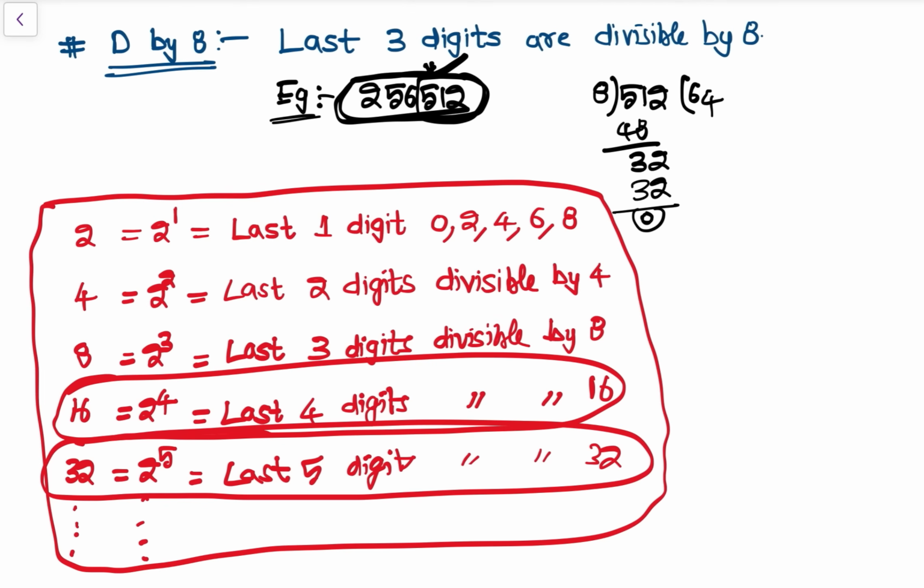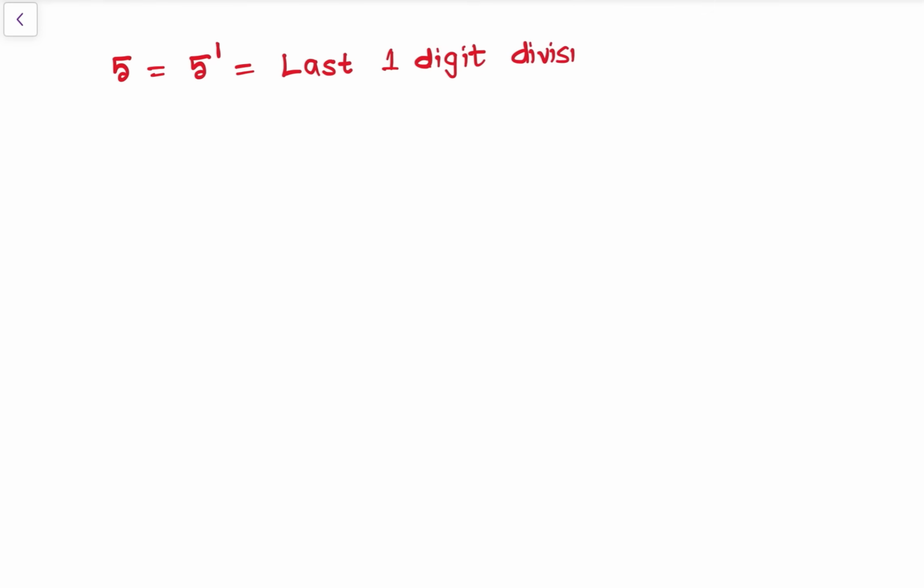Divisibility rule of 8 तो आ गया, right? Important pattern है. Similar kind of pattern is also seen with, say, 5, which can be written as 5 to the power 1. That is what? Last one digit divisible by 5 होना चाहिए, that is 0 or 5 होना चाहिए.